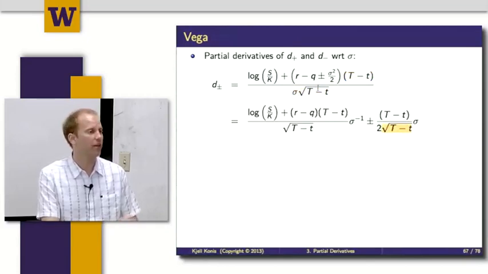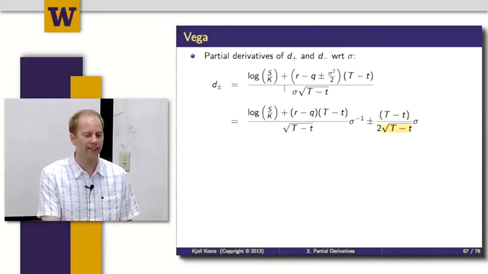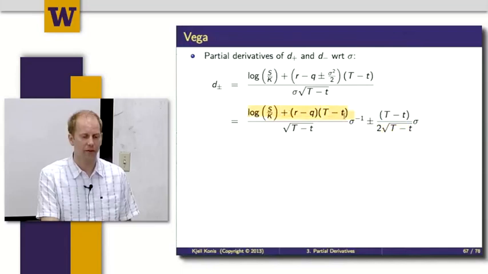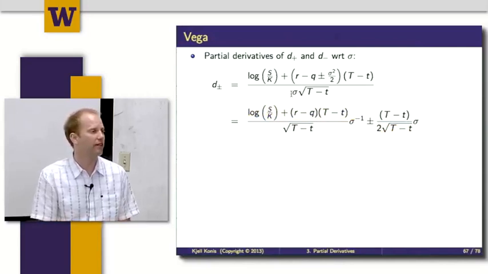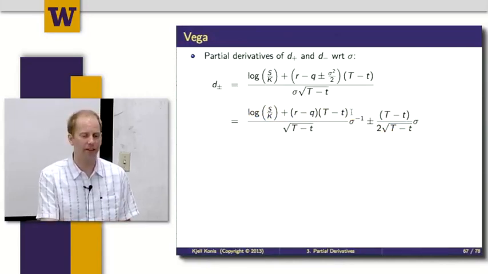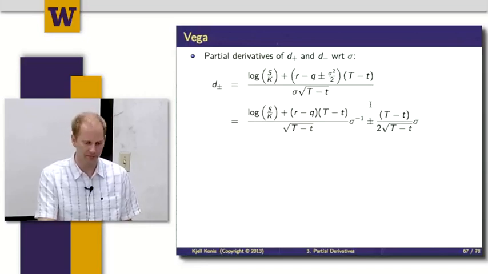And then I have to just take what's left and put that in the other term. So I have a log of S over K plus r minus q times T minus t, that's just this part here, divided by the square root of T minus t. And then, because I'm setting myself up to use the power rule, I'm just going to write that as sigma to the minus 1, because for me personally, I'm less likely to make a mistake if I write it this way than if I try and take the derivative just with the sigma in the denominator.